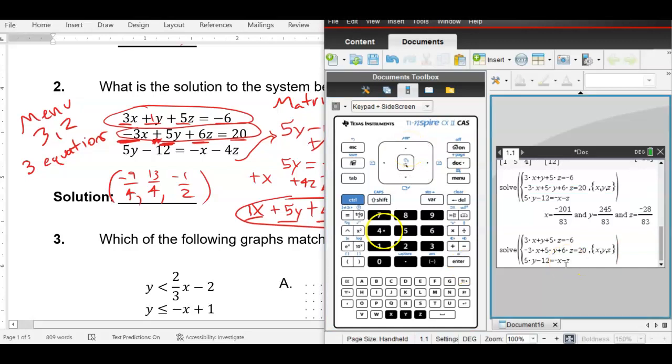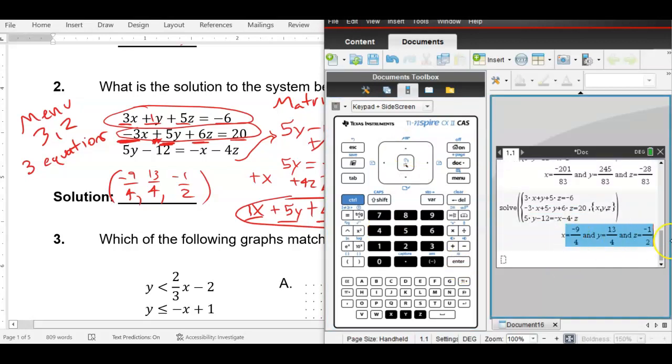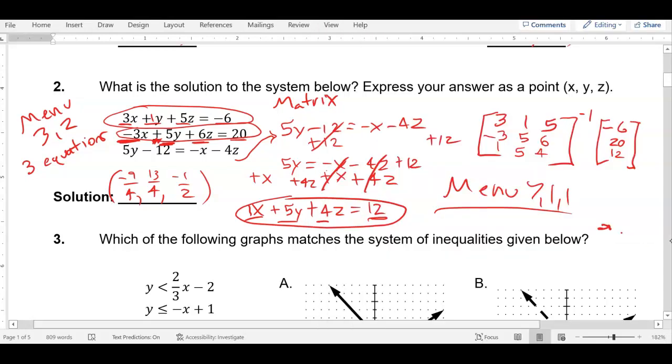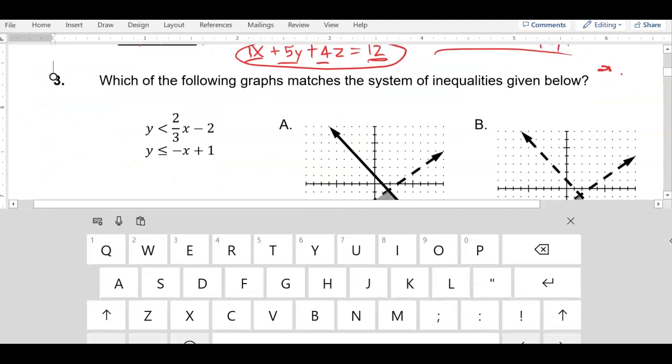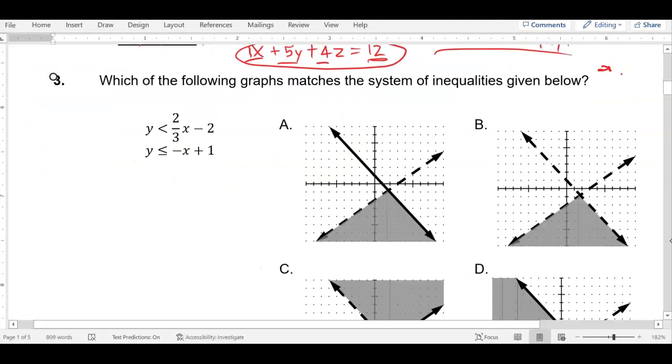So minus 4z. Okay, there's the answers that we got, if you type it in correctly. Again, this was an ugly problem. We got to move on. So, next one. Which of the following graphs matches the system?